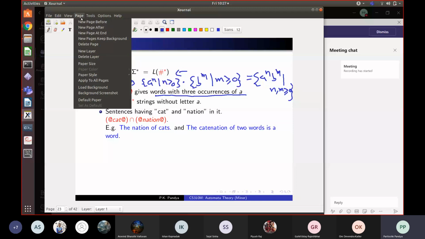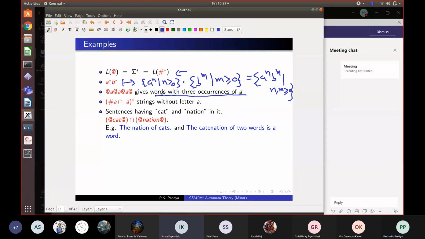Suppose I wanted to... yes? It should be at least 3 occurrences of A, right? Because any word from it can also have more. You are absolutely right. I stand corrected. To be more precise, at least. So when I said 3 occurrences, I meant at least 3 occurrences of A. You are right.